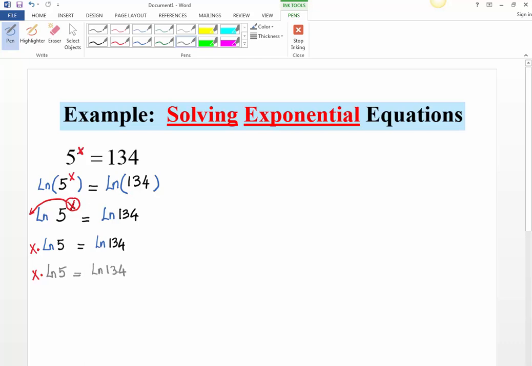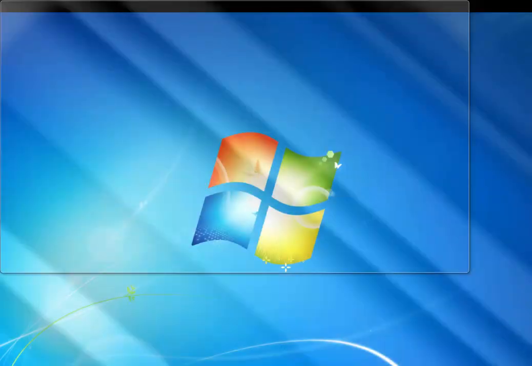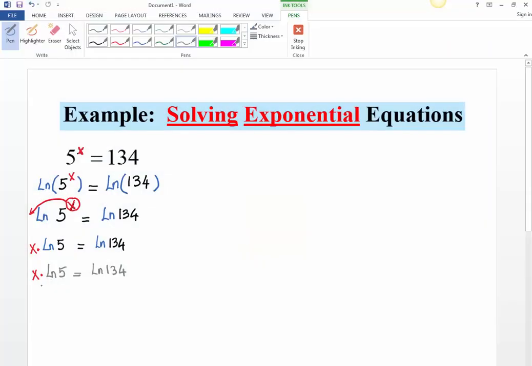So just to show you that indeed ln of 5 and ln of 134 are both numbers, let me just get the calculator and I'll show you how I would solve it with approximations of those two numbers, ln of 5 and ln of 134. Then I'll go back and solve it exactly as stated.